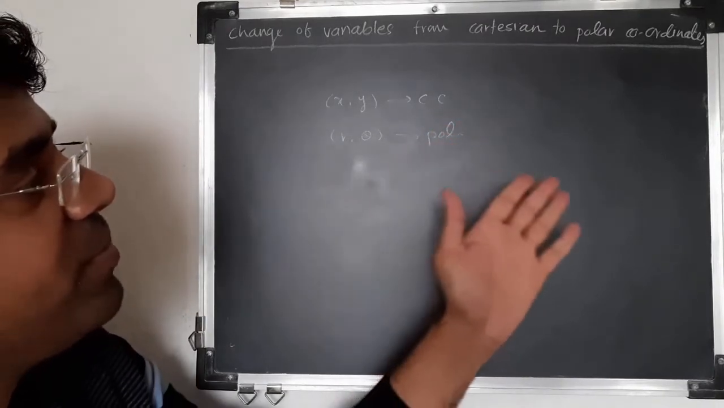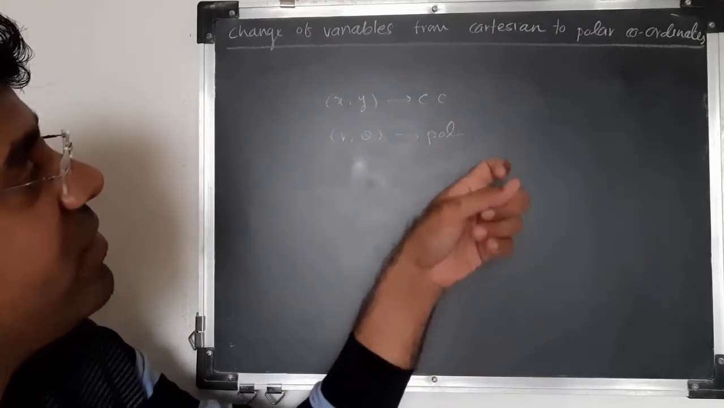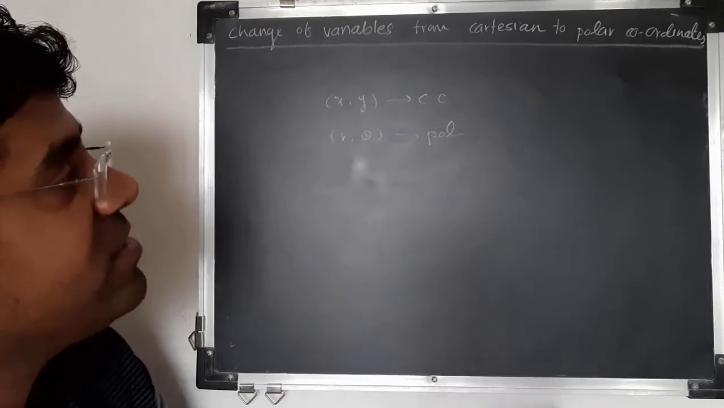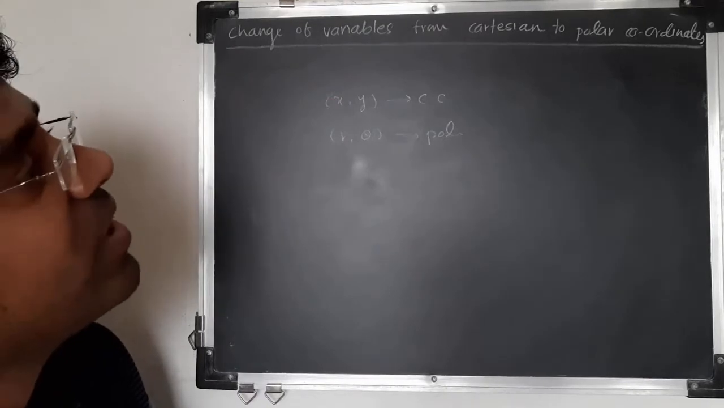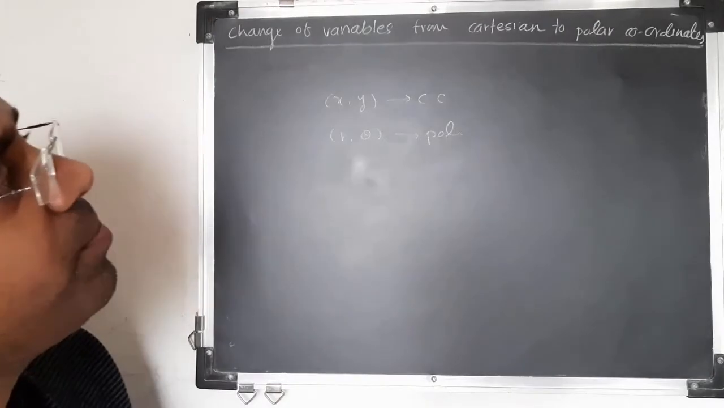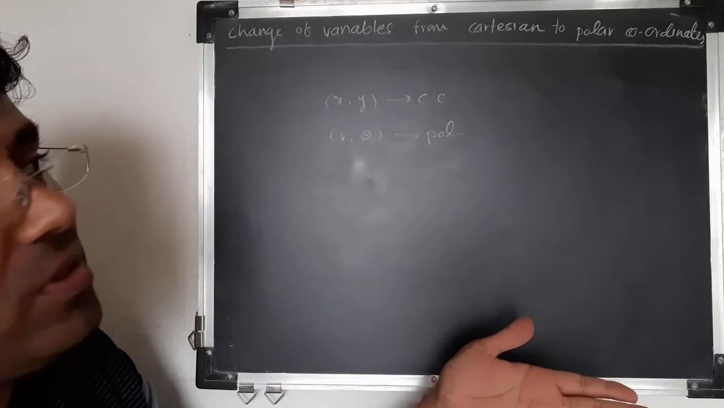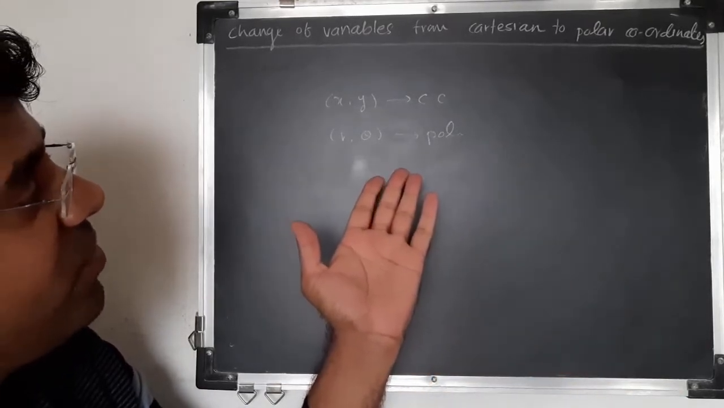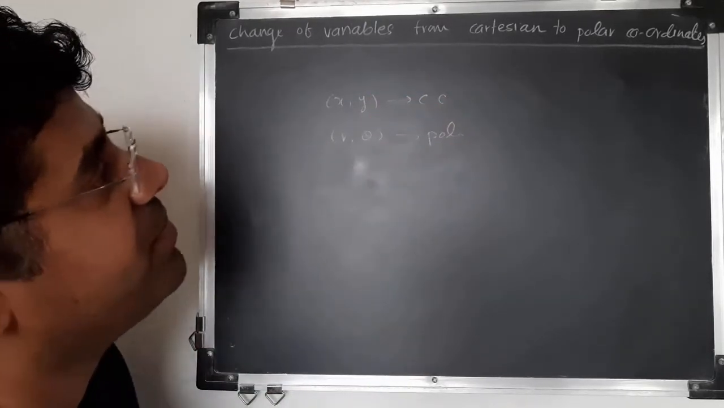Suppose any physical problem is there. Once you convert from Cartesian to polar coordinates, you will get a simpler solution, or an easy solution, for that particular problem. So for that purpose, the change of variable from Cartesian to polar coordinates is very important, and partial differentiation plays an important role, so that you convert from the Cartesian system to the polar system.